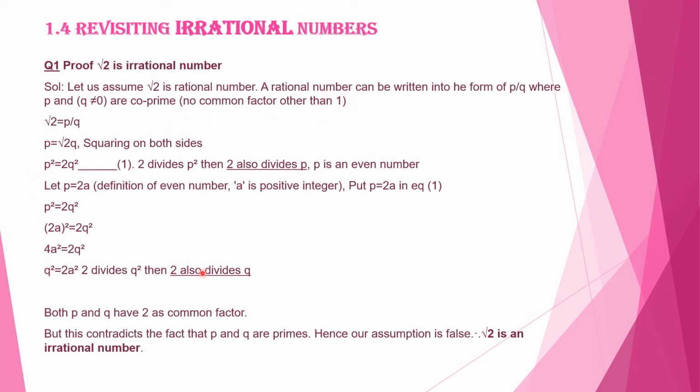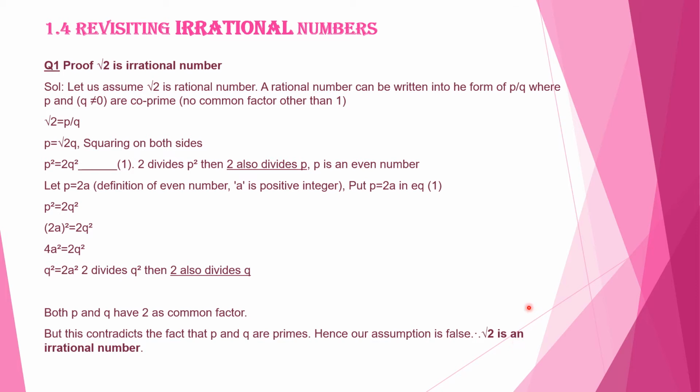But after going through the equation, what we are able to find out is that 2 is again a common factor of p and q. This is contradicting our own assumption. Hence, we can say that root 2 is an irrational number.